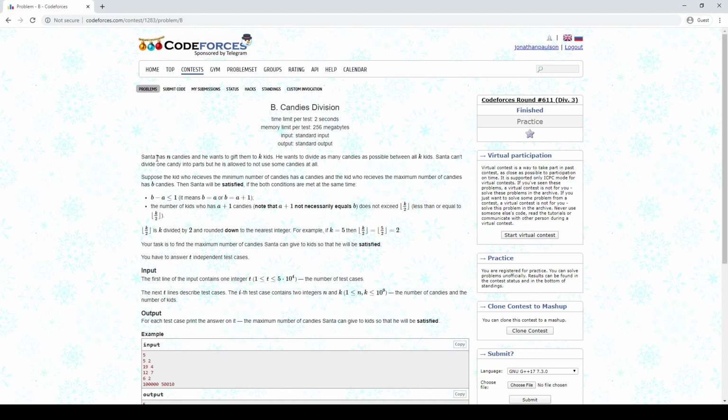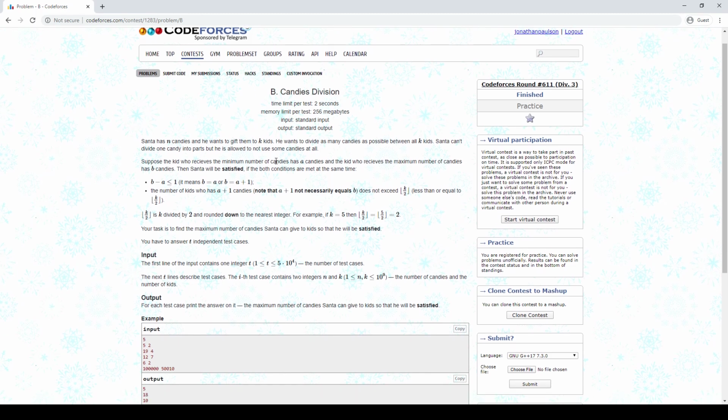Candies division. So Santa has N candies and wants to give them to K kids. You should divide them as equally as possible. You can't divide the candies in parts, but you are allowed to not use any. Minimum candies is A, maximum candies is B, so they need to be off by at most 1. And the number of kids who have A plus 1 candies is not more than half. Okay.